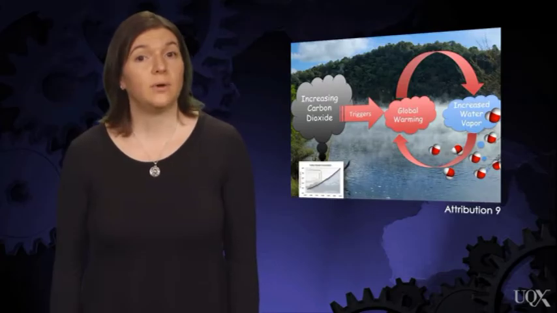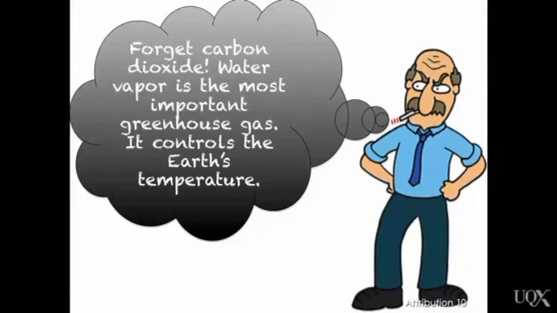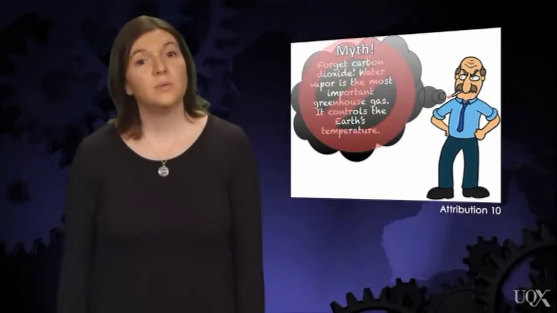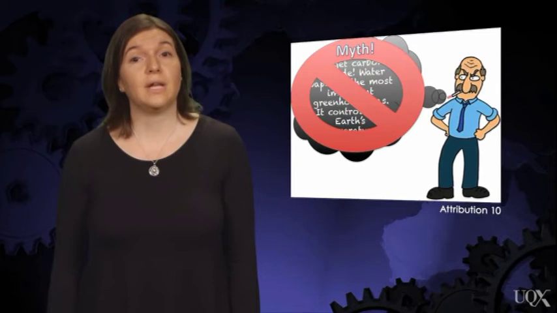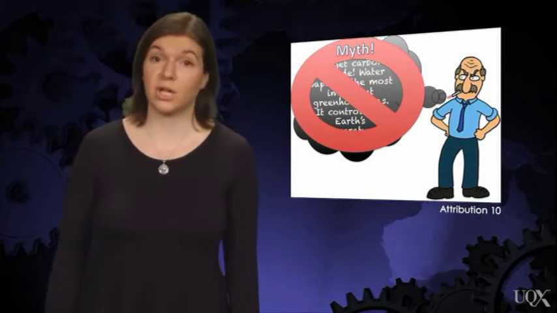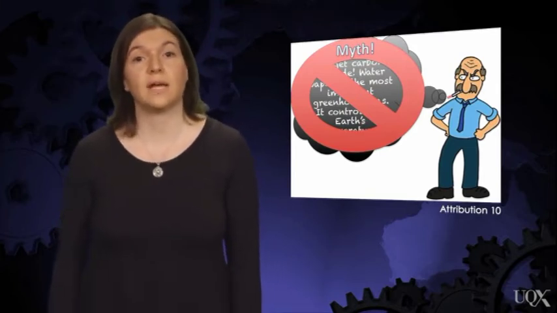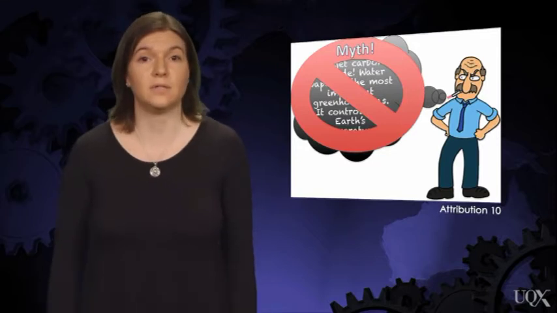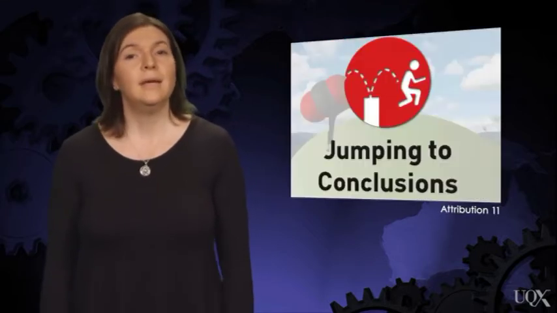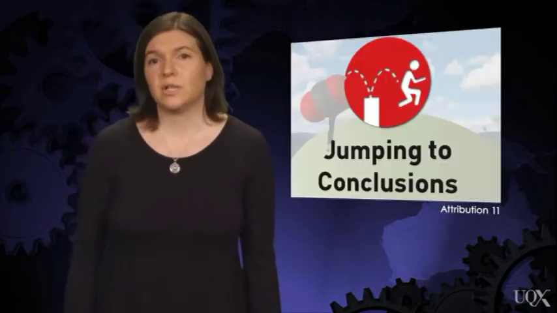Let's look at an example. One myth related to water vapor claims, forget carbon dioxide, water vapor is the most important greenhouse gas. It controls the Earth's temperature. This implies if water vapor is a strong greenhouse gas, and we have it in large concentrations in the atmosphere, then adding a small amount of the greenhouse gas carbon dioxide can't make a big difference in the global average temperatures. The fallacy here is jumping to false conclusions.